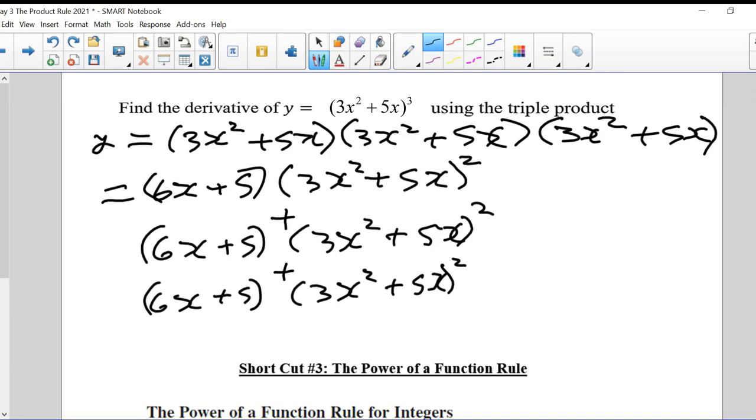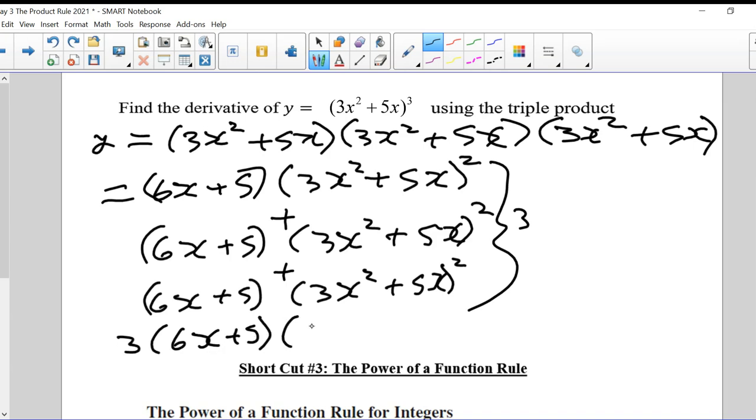So you're right, and look at what Alexander just said. It means that really I have 3 of these things. I don't have space up there, so I'm going to put it down here. I'm going to have 3 times 6x plus 5, times 3x squared plus 5x all squared. So at the end of the day, when I put all of these same 3 things together, I'm going to have 3 of them: 3 times 6x plus 5, 3x squared plus 5x. So does that suggest a shortcut?